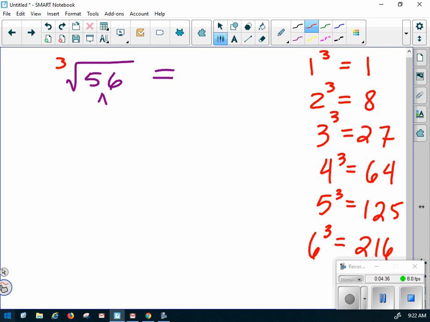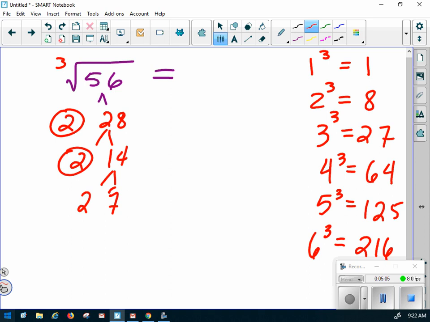Well, 56 is not on this list. We know 56 is somewhere between 27 and 64, so we know that it doesn't have a nice cube root. So, what are we going to do? We're going to look at number 1, make a factor tree. Now you do this one because this is your problem example 1. You can make the same factor tree we just did, or you can do it a little different. I don't care, as long as you have 3 2s and a 7 circled.